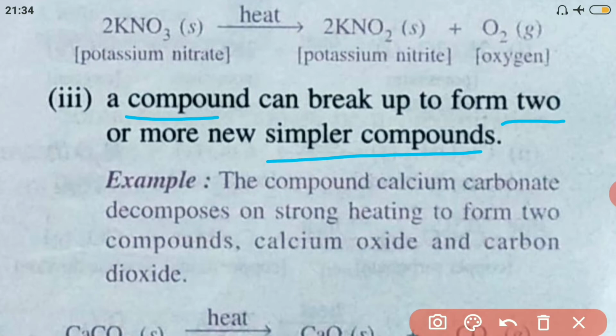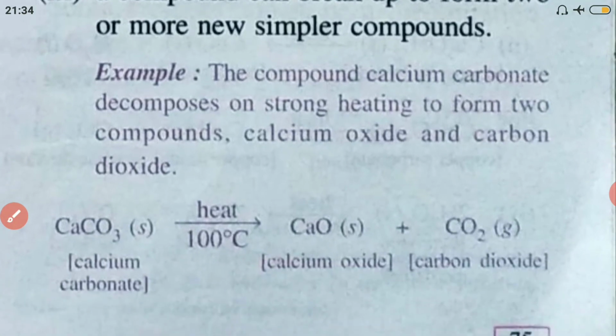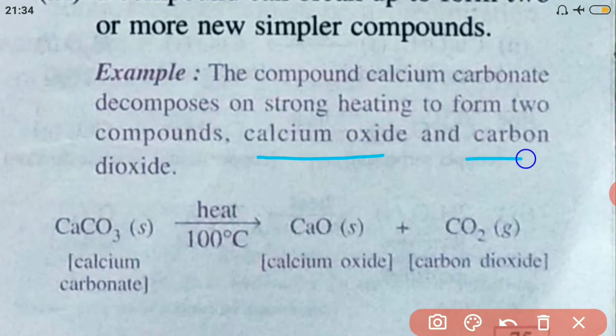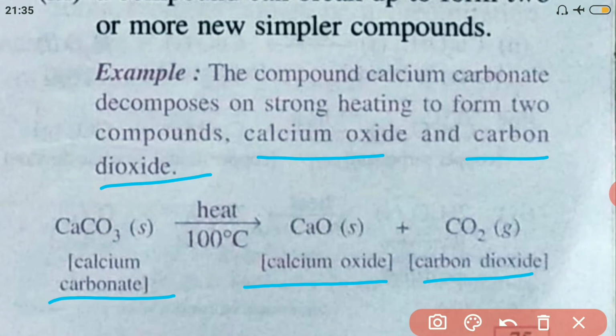For example, the compound calcium carbonate decomposes on heating, right, to form two compounds, which is calcium oxide and carbon dioxide. So here you can see a single compound, that is calcium carbonate, on heating at 100 degrees Celsius, it is giving us calcium oxide, which is one compound, and carbon dioxide, which is another compound. So here what we can understand is, during a decomposition reaction, a compound can break into two elements, a compound can break into one element and one compound, or a compound can break into two different compounds.